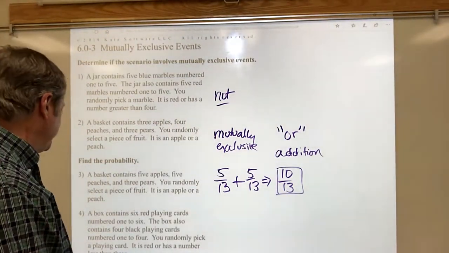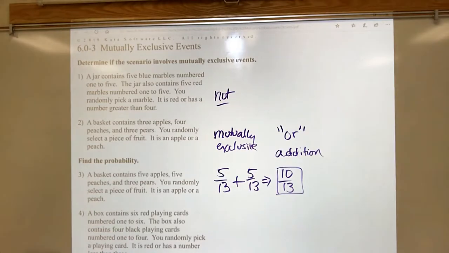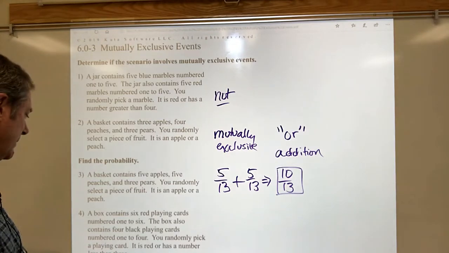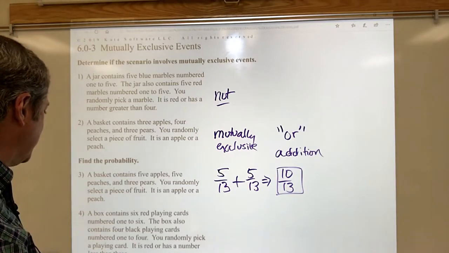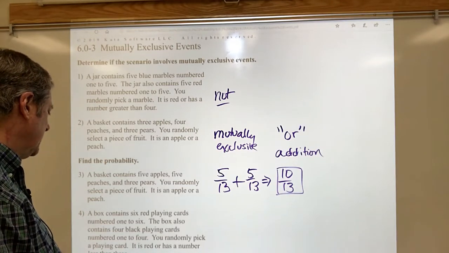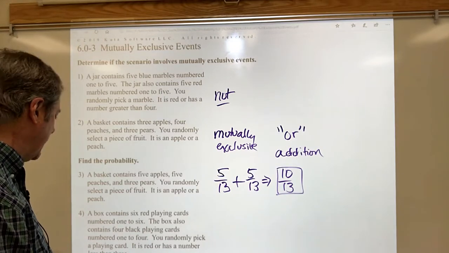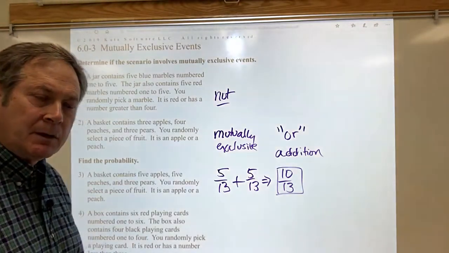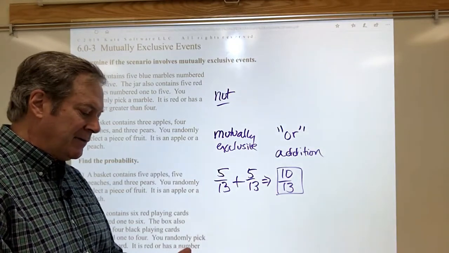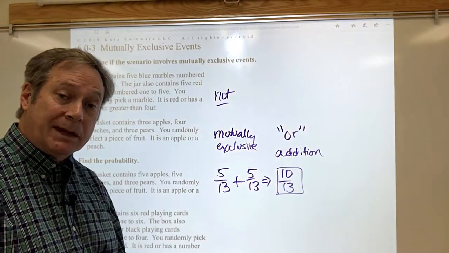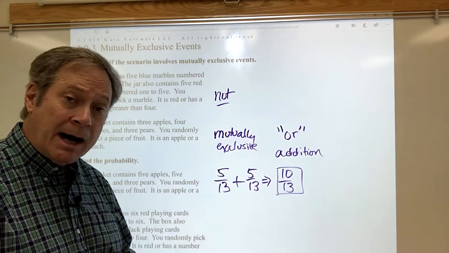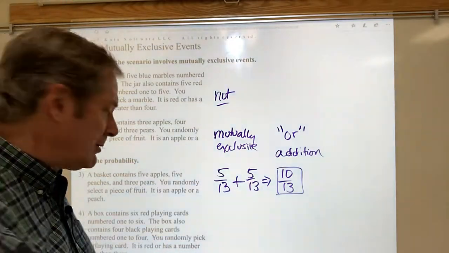Now, number 4, we've got a box containing 6 red playing cards numbered 1 to 6. The box also contains 4 black playing cards numbered 1 to 4. You randomly pick a playing card. It is red or it has a number less than 3. Okay, so ask yourself, is it possible to have a card that's red and it's also less than 3? And the answer is yes. So these are not mutually exclusive, so we handle these a little bit differently.